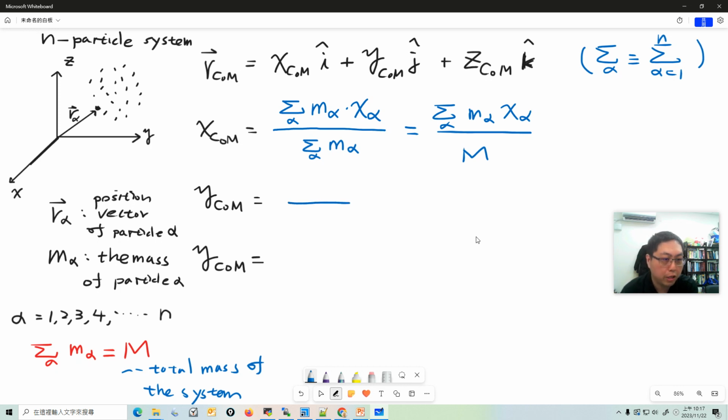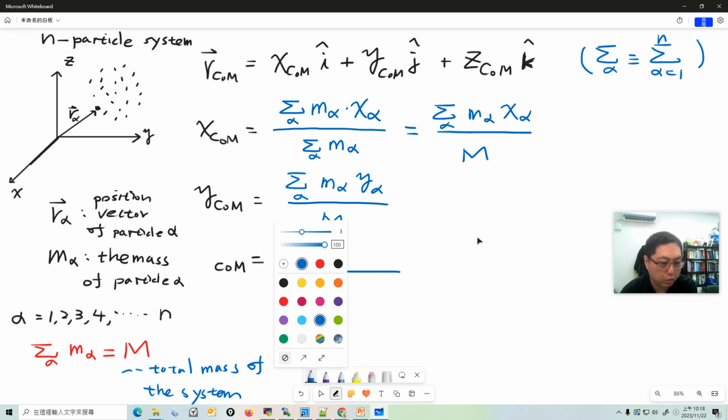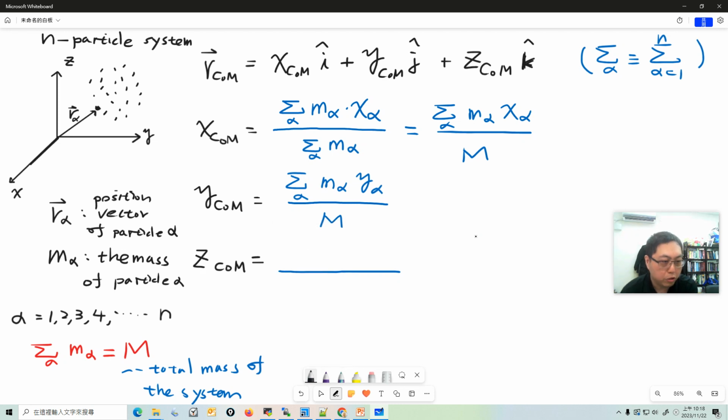Similarly, ycom is the summation of m alpha times y alpha, the mass of each particle times its own y coordinate, summed over all of them and divided by capital M. And this is zcom: you sum each particle's mass times its own z coordinate, divided by capital M, and you get the z coordinate of the center of mass.